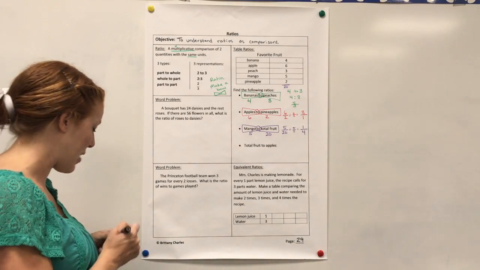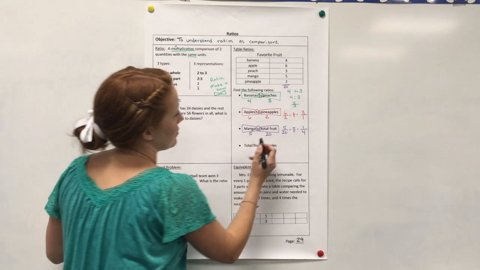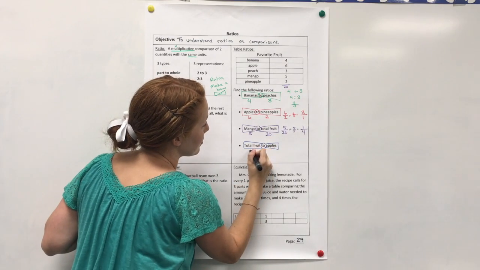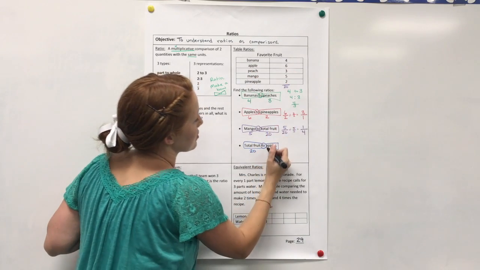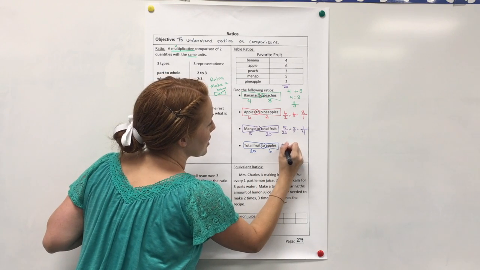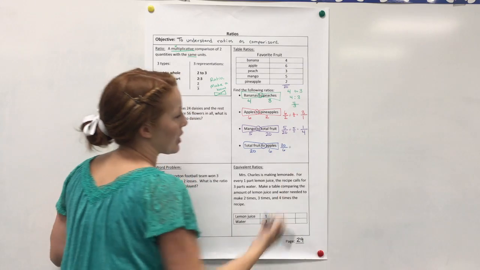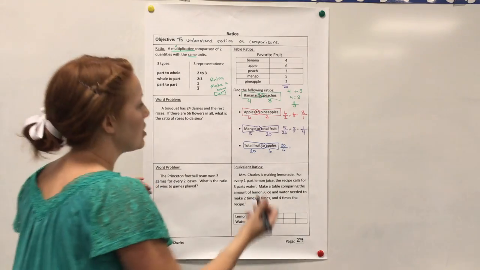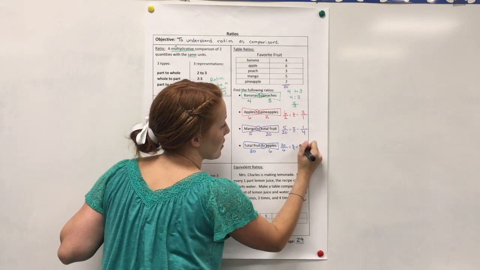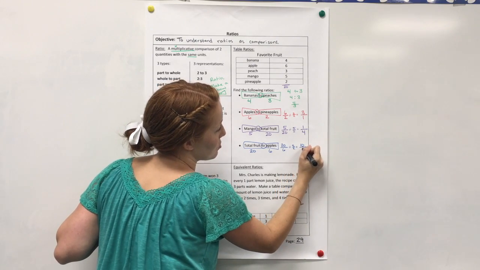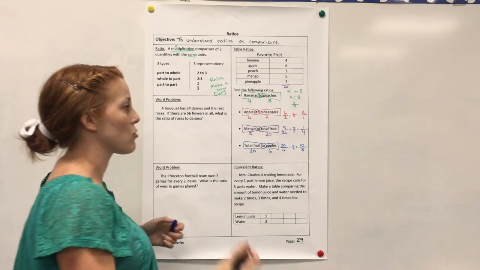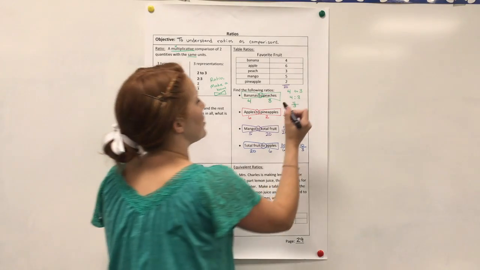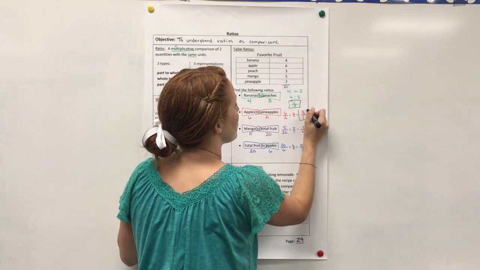All right, and the last one, total fruit to apples. Well, my total is 20, and the apples was 6. Again, 20 over 6. And I know I can divide that because they're both even. Let's see if anything besides 2. Can't think of anything. So 20 divided by 2 would be 10, and 6 divided by 2 is 3. So 10 to 3. Okay? And I'm going to go ahead and circle these just so they stand out a little more.